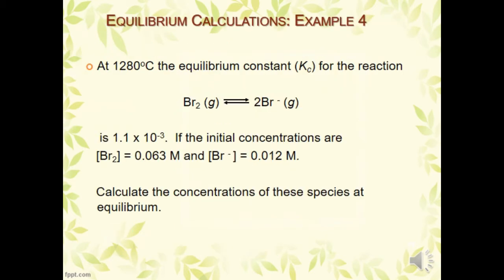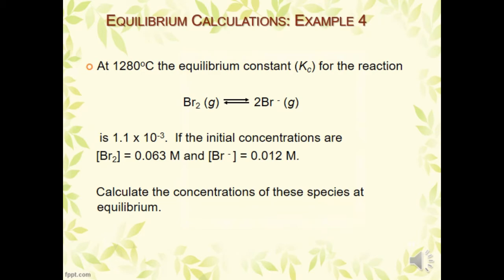Okay, the fourth example is the formation of bromide from bromine gas. Given the Kc value is this, given the temperature also. If the initial concentrations of the species are given here, what is the concentration at equilibrium?